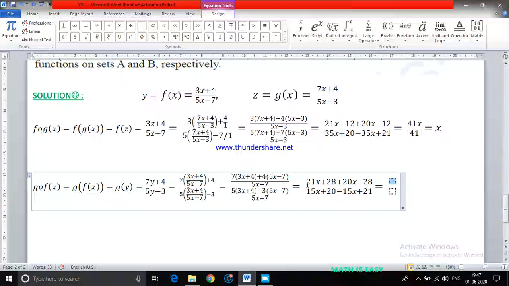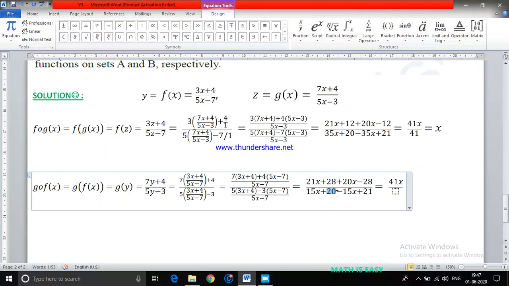Here you see 21x, here also plus 20x will be 41x. See the constant terms, this is plus 28 and this will be minus 28. So plus 28 minus 28 get cancelled, and here what do you get? This is 15x plus 15x and this will be minus 15x. So both will get cancelled, plus 15 minus 15.